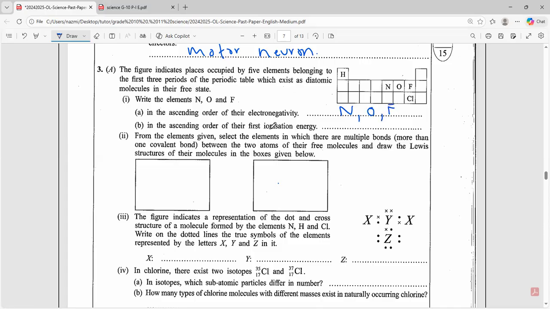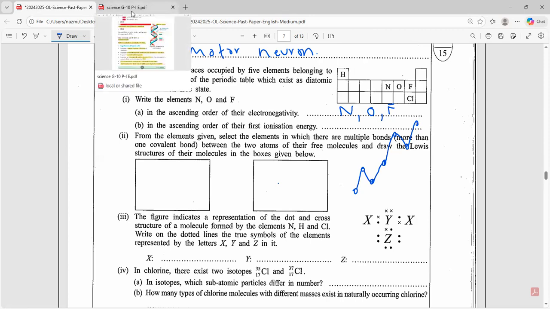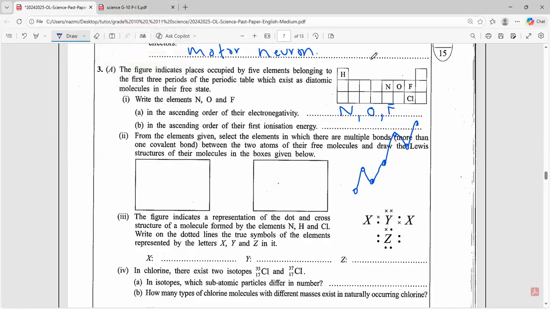Then the ascending order of the first ionization energy. First ionization energy, if you take, there's a pattern, no? This is how the pattern is coming. Okay. Notice. Do you remember that pattern, right? Across the period, is ionization energy continuously increasing? No. Okay. Done.